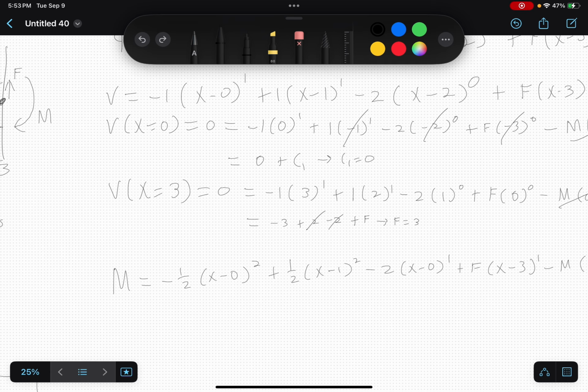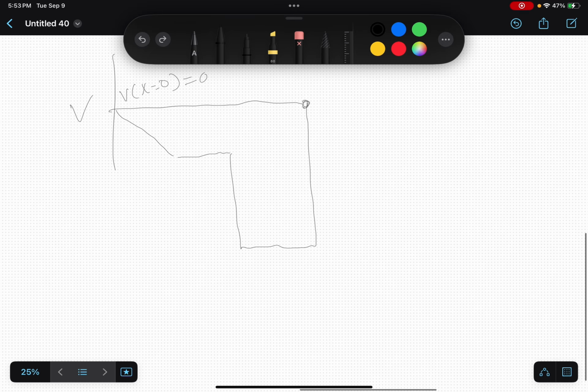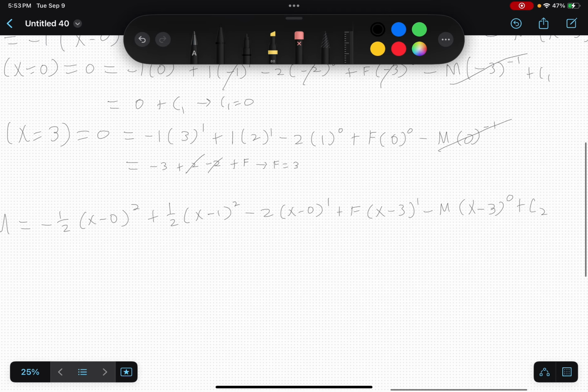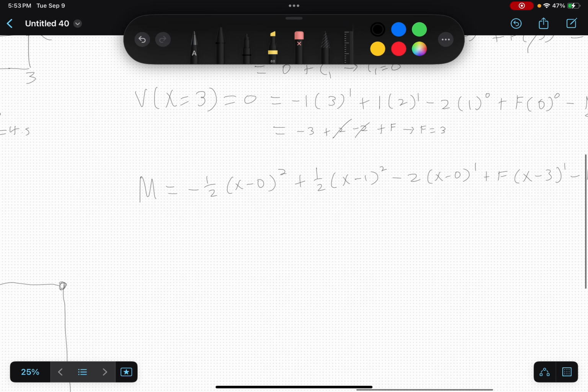Okay, so similar to the shear diagram, on the moment diagram, I'm not going to write it out because it's more complicated, but you also start and end at 0. So m x equals 0 equals 0, m x equals 3 equals 0. And we use the left one to get rid of C2, basically.